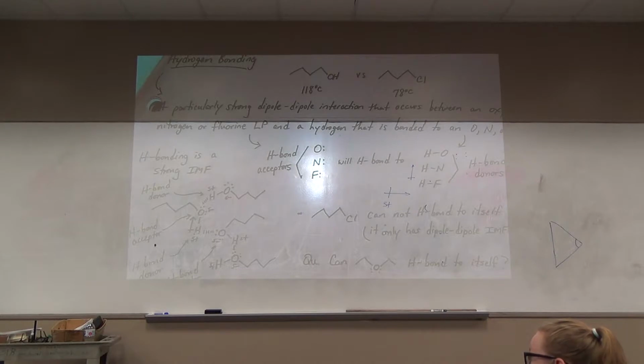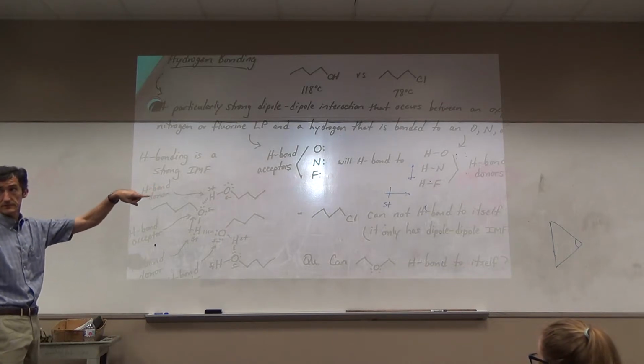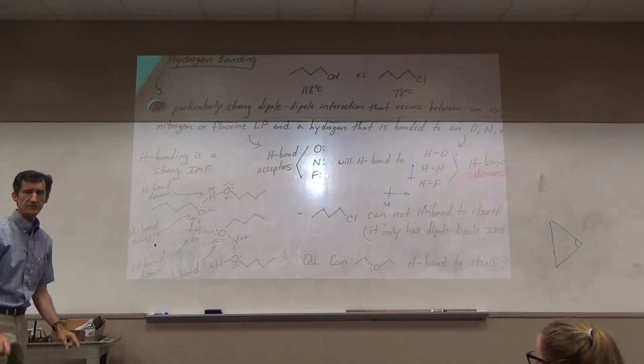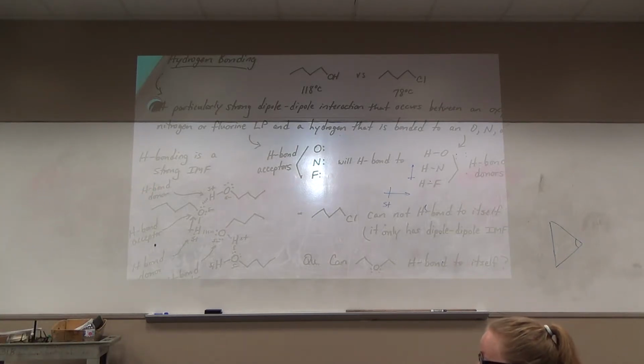No. What do you have to have to hydrogen bond? You have to have an acceptor and a donor. This is just like Velcro. You've got two pieces of Velcro. One of them is fuzzy, one of them is more loopy. What if you have two loopy pieces of Velcro? They don't stick together, right? Hydrogen bond requires an acceptor and a donor.